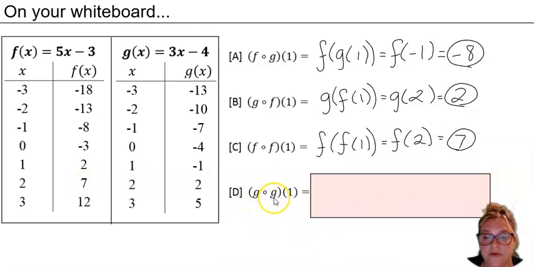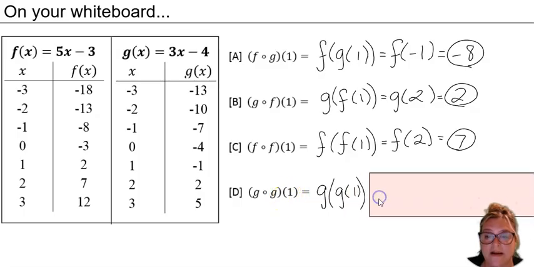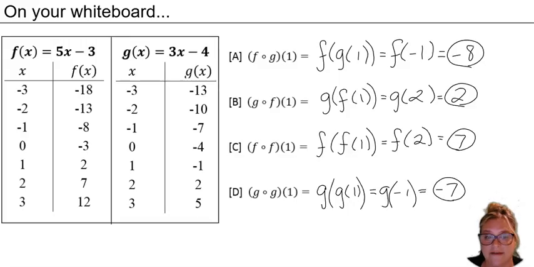Okay, g composed with itself of 1, that's g of 1. So we're looking in the x for a 1 in the g table. There it is. We slide across, the output is -1. Then g of -1, we look for the x where it's -1 in the g table, slide across, and that answer is -7.